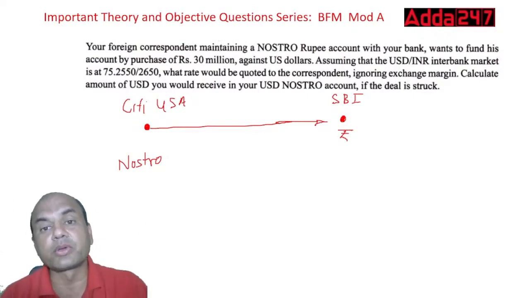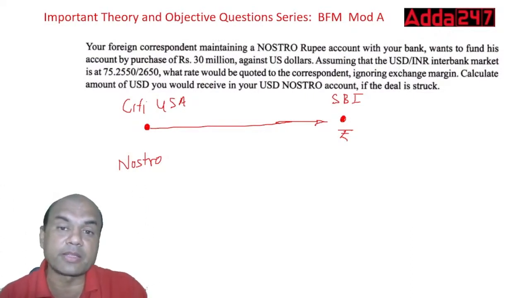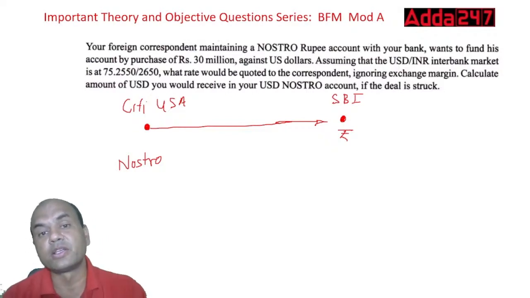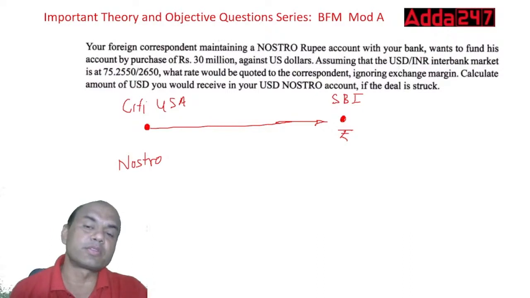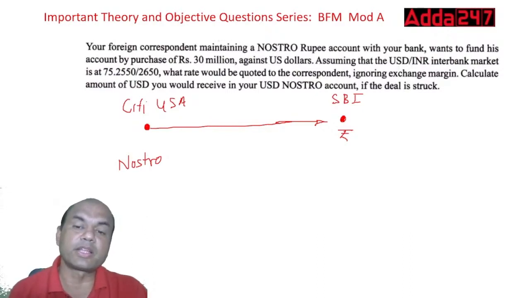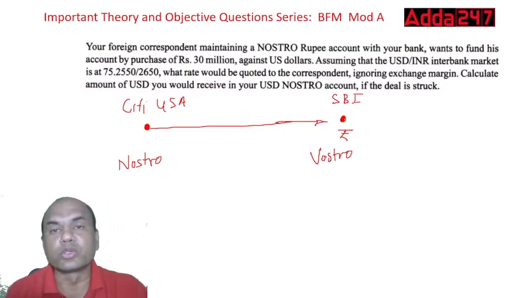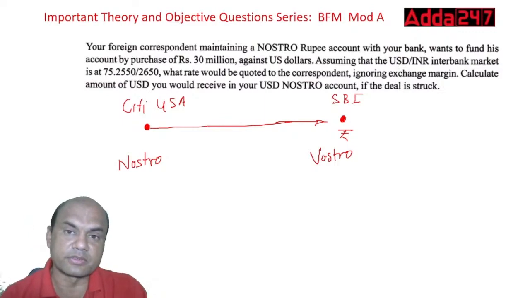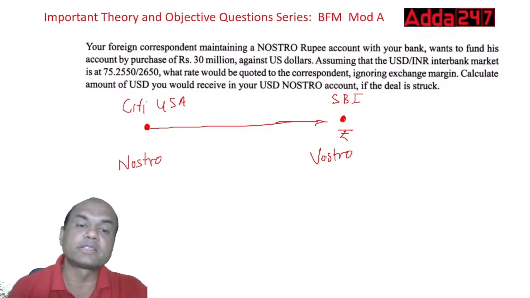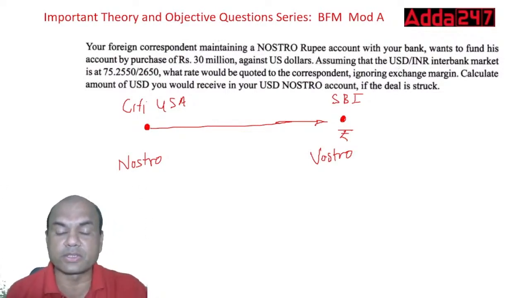The same account in the books of SBI means here Citibank is maintaining account with SBI. So it is your account with us. So that account will be called as what? This will be called as Vostro in case of SBI. Remember, Nostro and Vostro are not different accounts. They are same accounts. Only from whose angle are we looking at it? That's important. So here Citibank will call this account as Nostro and SBI will call this account as Vostro.